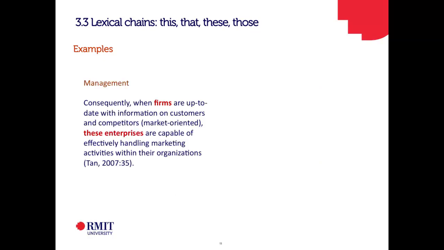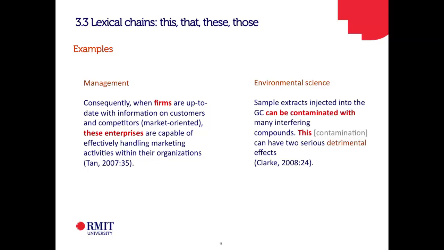Now we're going to look at the useful referents this and these. In the first example, we see firms qualified according to specific characteristics, for example, having up-to-date information on customers and competitors. Next, the same firms are referred to as these enterprises. If the paragraph continued, we might expect these enterprises to become a simple they. In the second example, we see the threat of contamination being stated clearly first and then referred to as a simple this, followed by a comment on effects. Pause the video if you'd like to look at these two examples more closely.